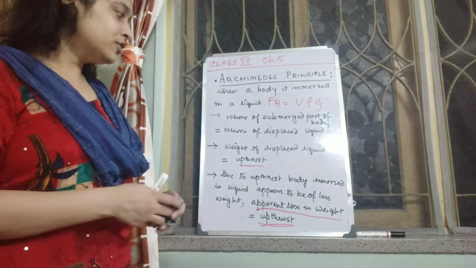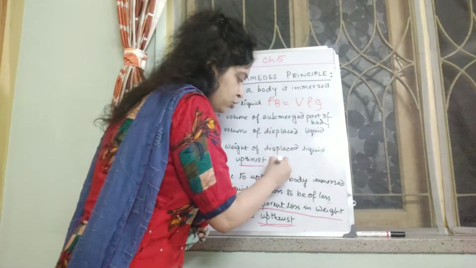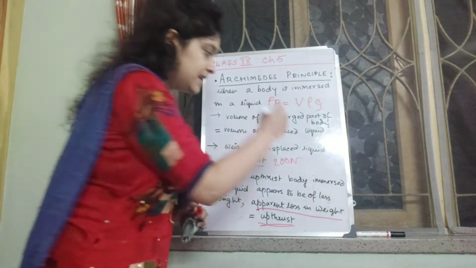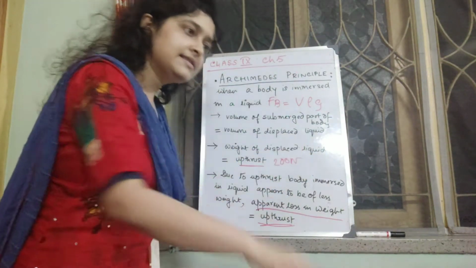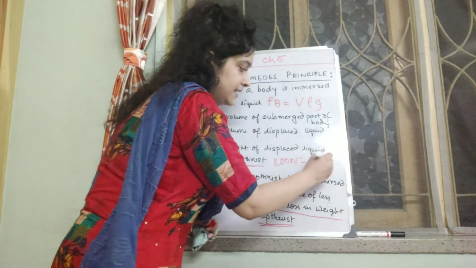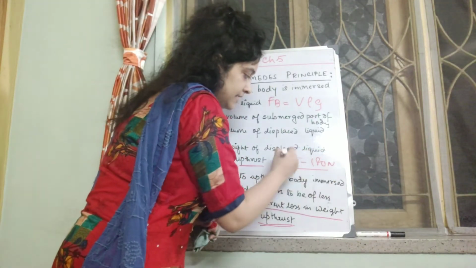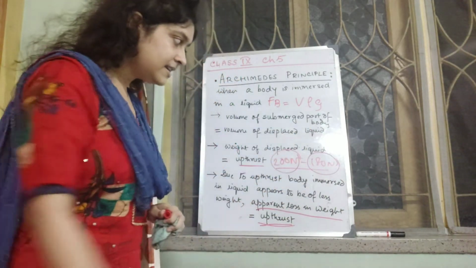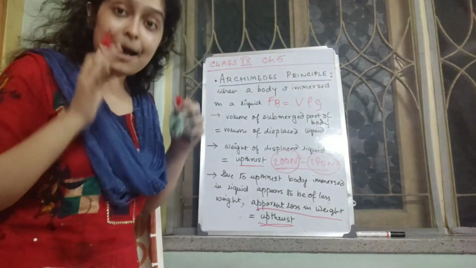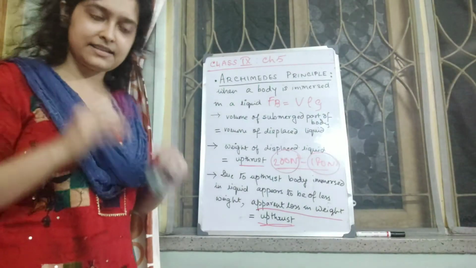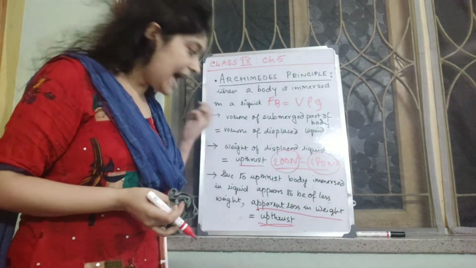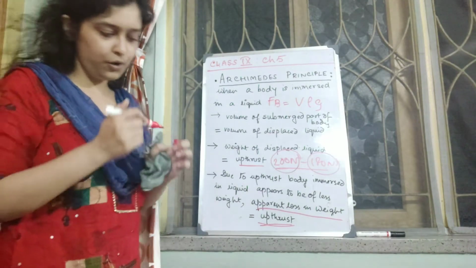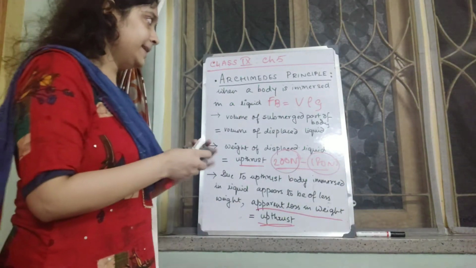Okay. So that means if I have 200 Newton in air, it's the real weight of the solid. Say inside the liquid, its weight is 180 Newton. This is the real weight. This is the apparent weight. Difference is the apparent loss in weight. So that apparent loss in weight is nothing but the upthrust. Okay? Fine.